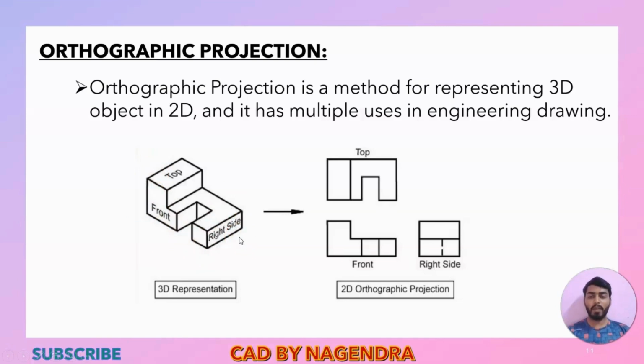So if we want to represent this 3D object in 2D, in two dimensions only, we are able to see here the length and width, or length and height, or width and height. So orthographic projection is a method for representing a 3D object in 2D. We will represent a three-dimensional model in two dimensions. So this type of 2D view we call orthographic projections.